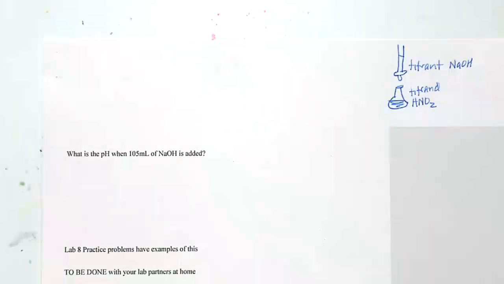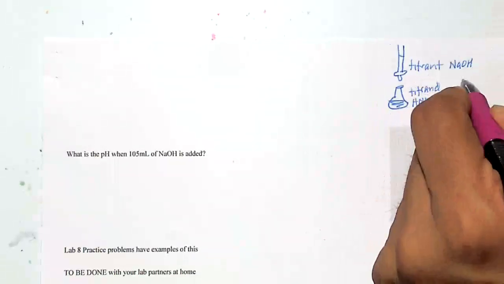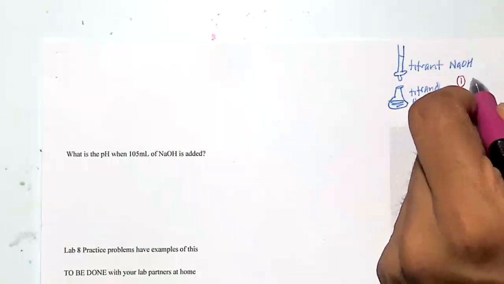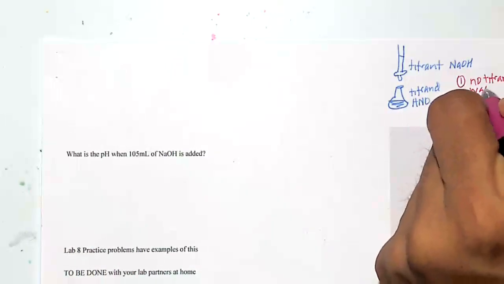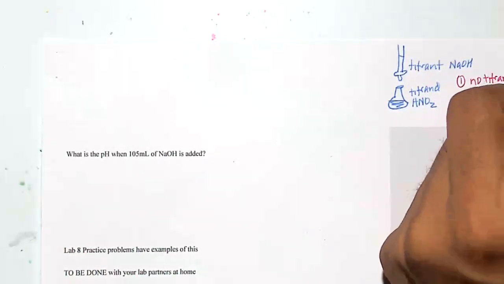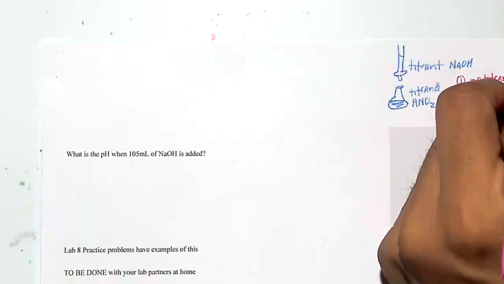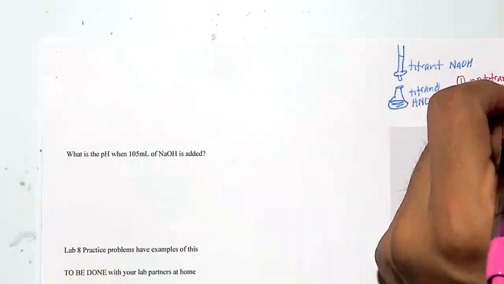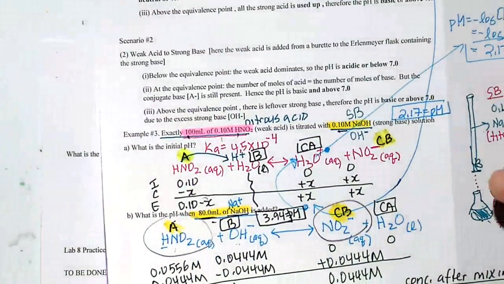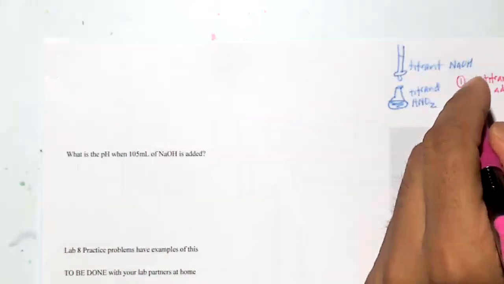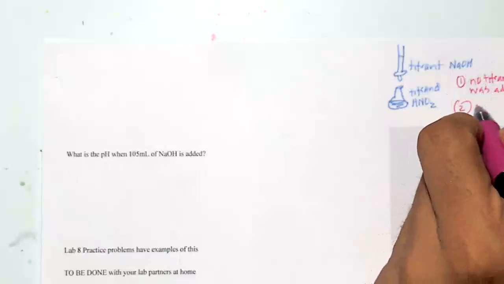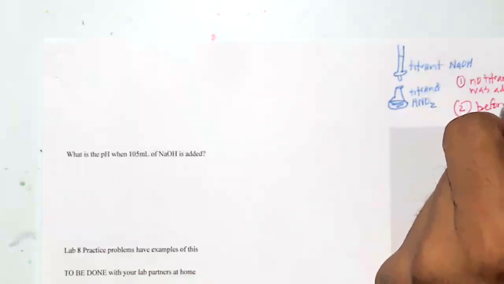Okay, so we did 3 problems so far involving this titration. One problem was where no NaOH was added, or no titrant was added. That was one problem, and we got a pH of 2.17. Then we did a second problem, part B, where we did it before the equivalence point.